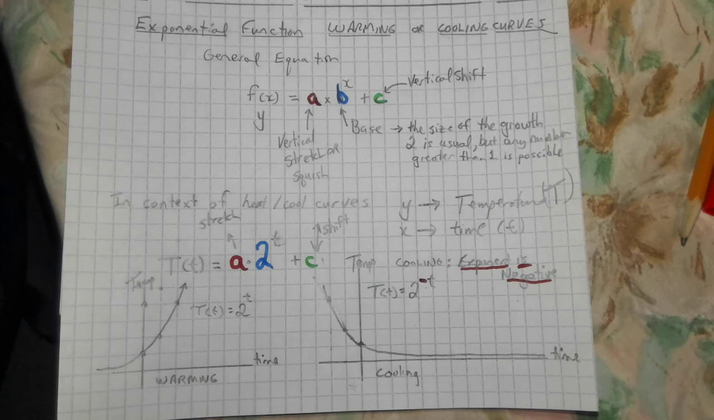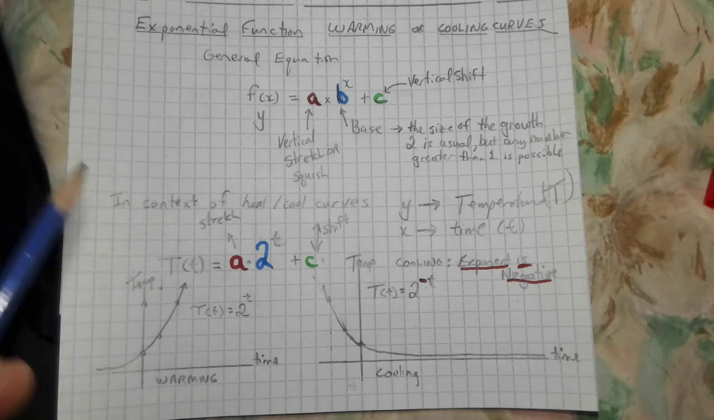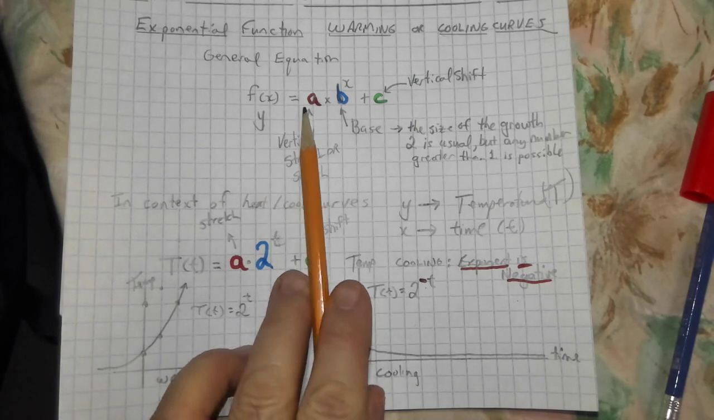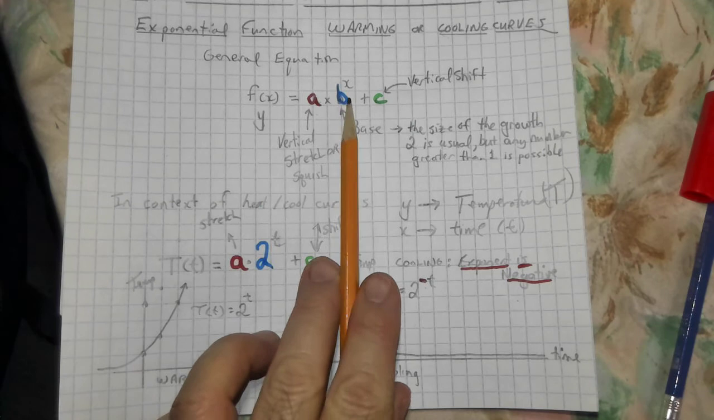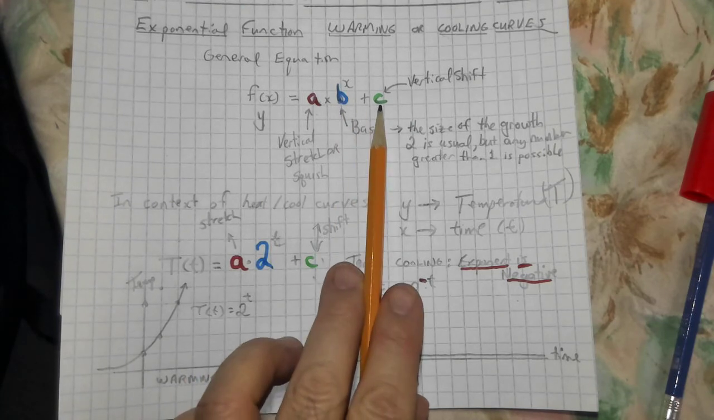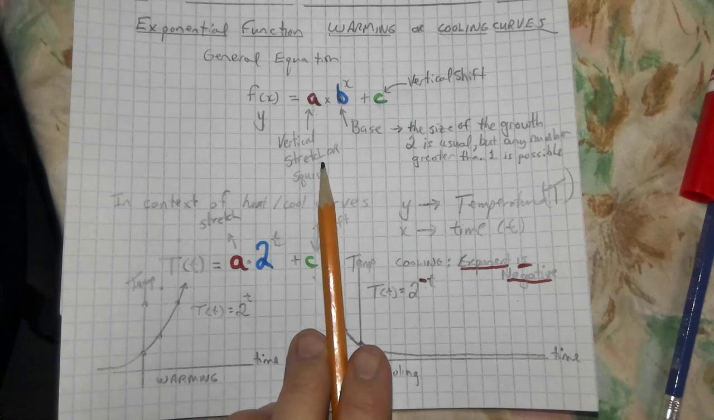Okay, a quick thing on exponential functions, in particular warming and cooling curves. General equation, as always, y or f of x equals a times the function, plus c. A and c are your vertical manipulators. C is your vertical shifter.